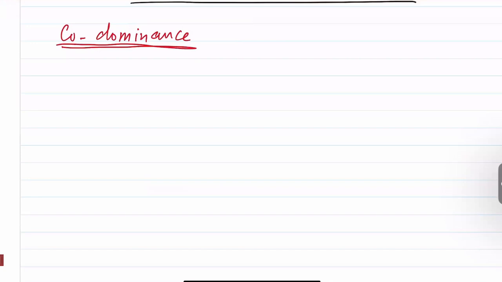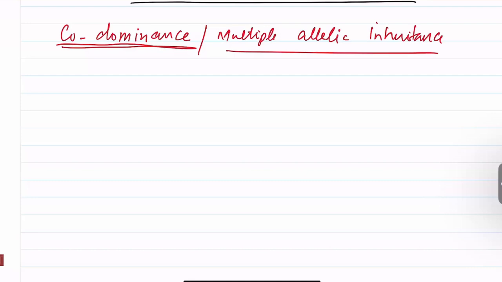This is also known as multiple allele or allelic inheritance. An example of codominance is the inheritance of AB blood group.